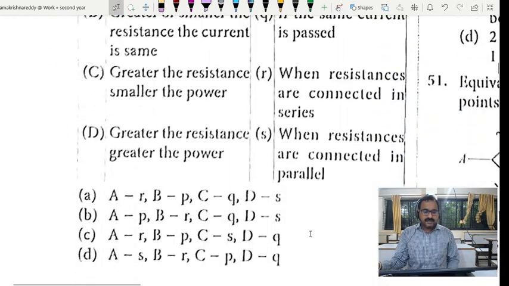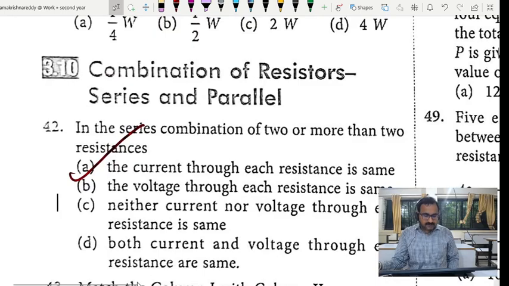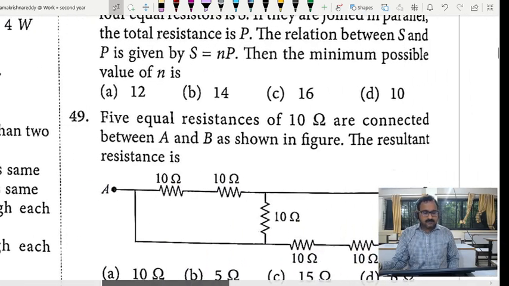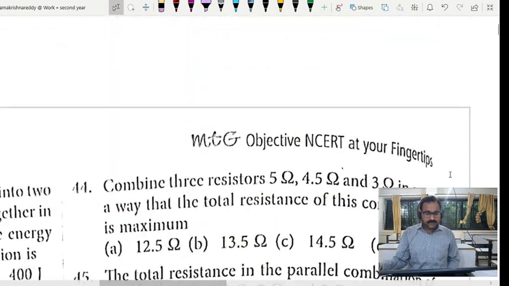Next, question 43 is based on power. That power concept is still not over. Later I will discuss everything clearly. Once you do the power concept, it is better to discuss it at that time.